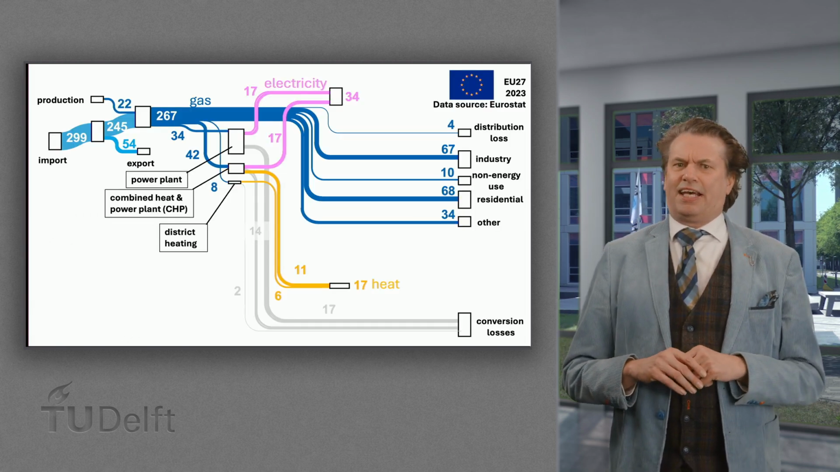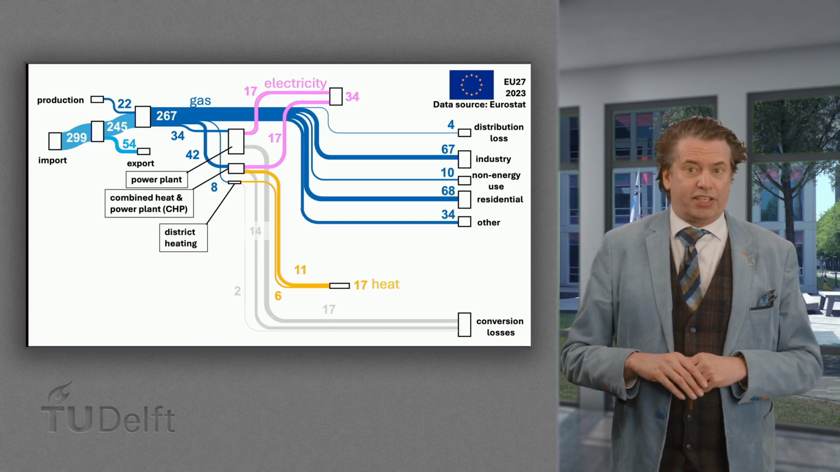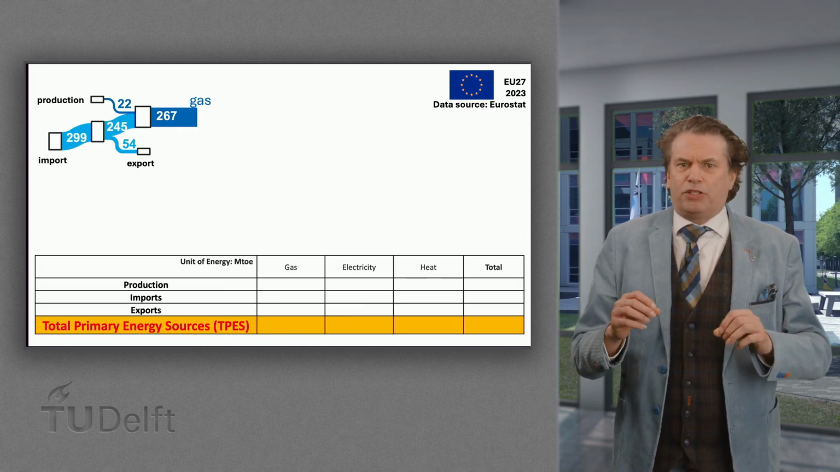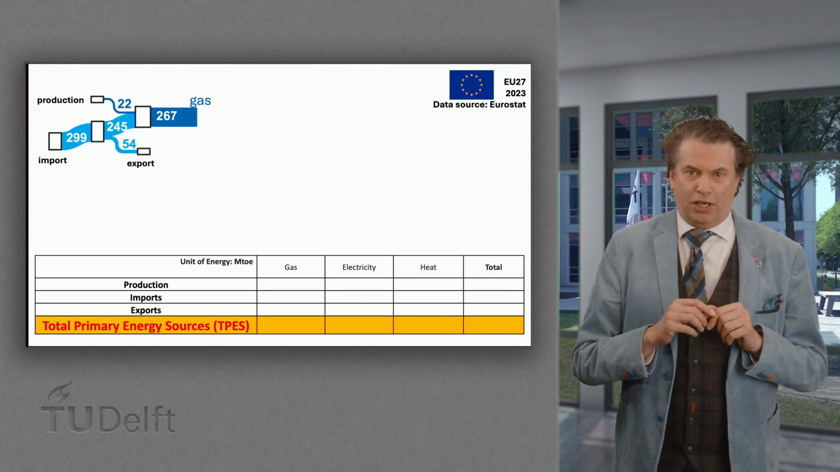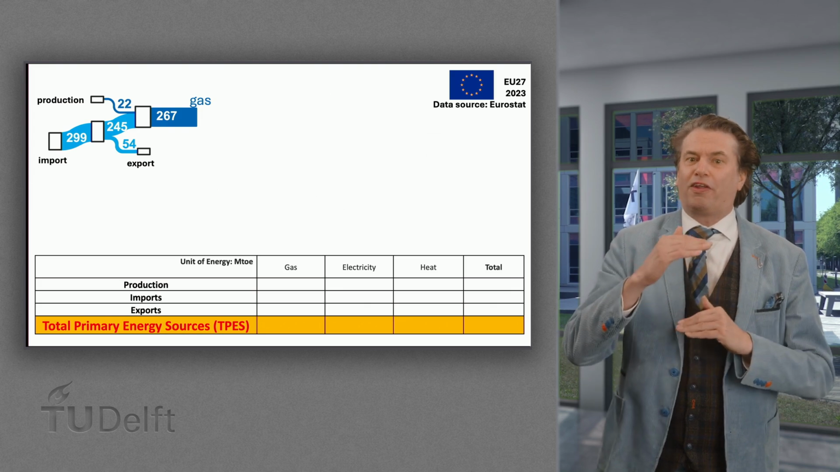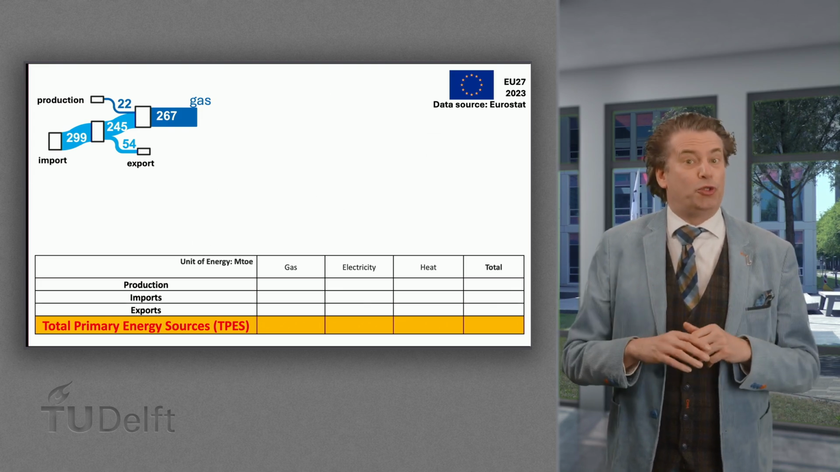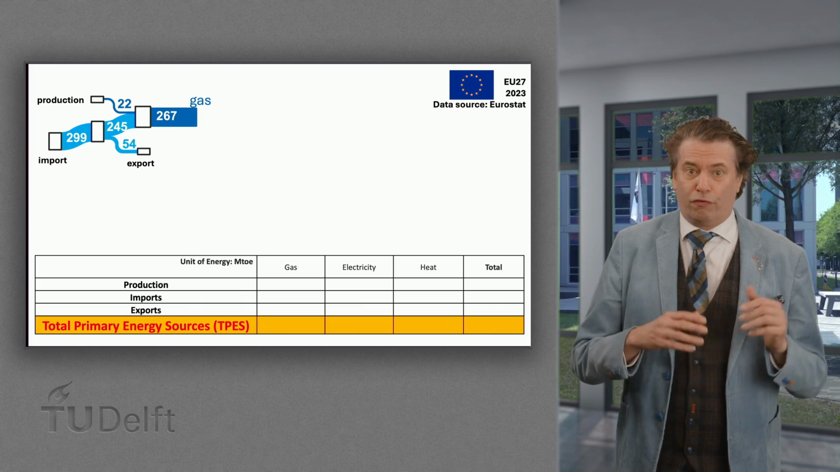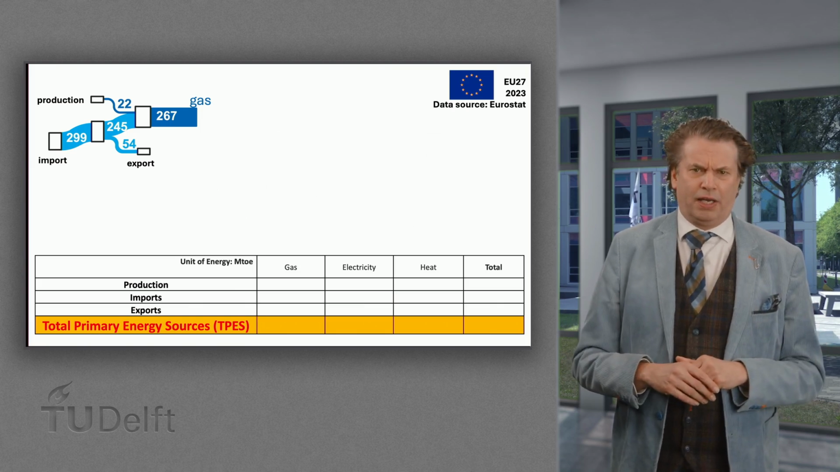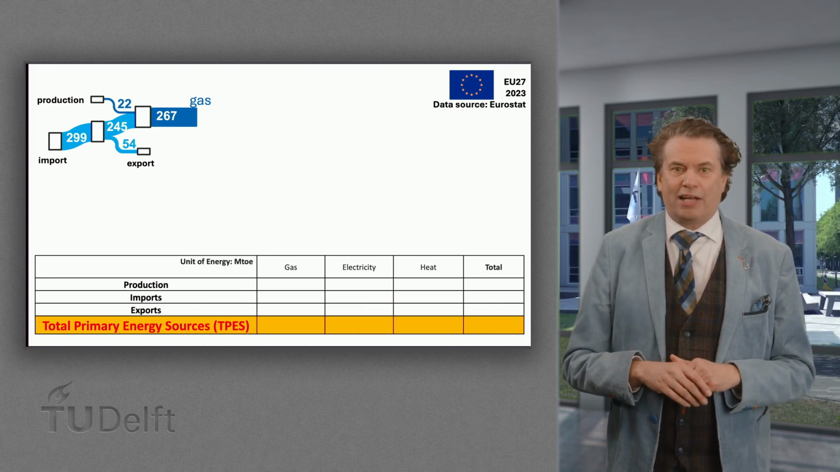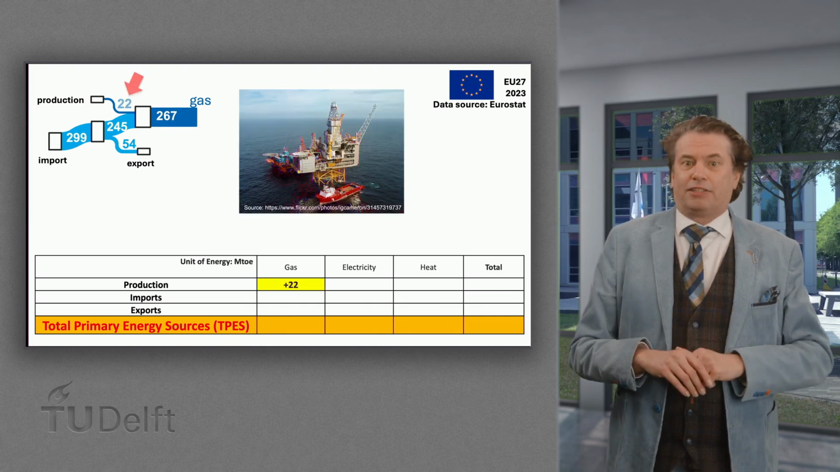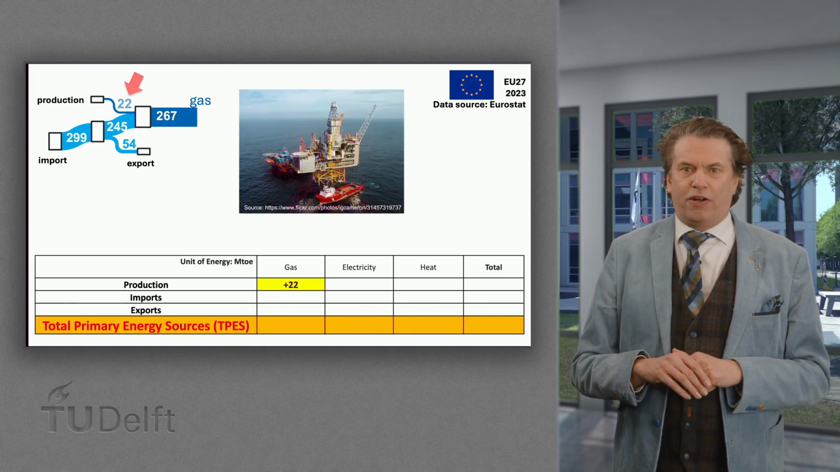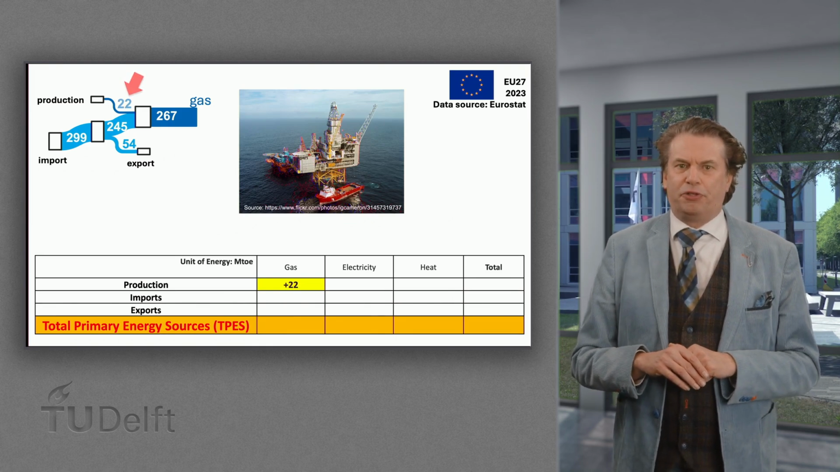Considering only the gas energy flow in the equivalent Sankey diagram, it means we have to focus on the left part of the Sankey diagram. The shown numbers scale with the width of the arrows and are proportional to the amount of energy distributed, converted or consumed. It is expressed in the unit megatons oil equivalent, abbreviated as MTOE. It shows that 22 megatons oil equivalent of gas is produced in the European Union.